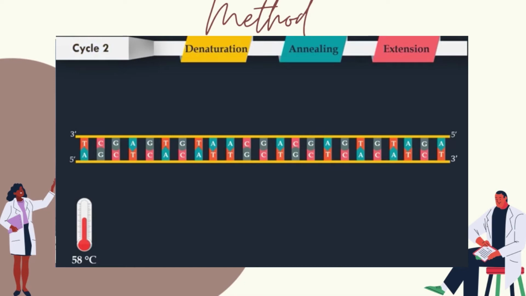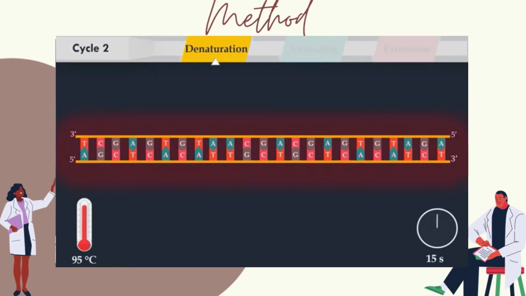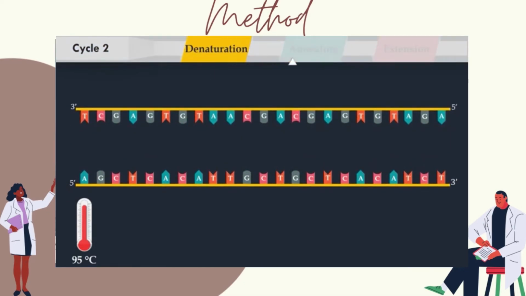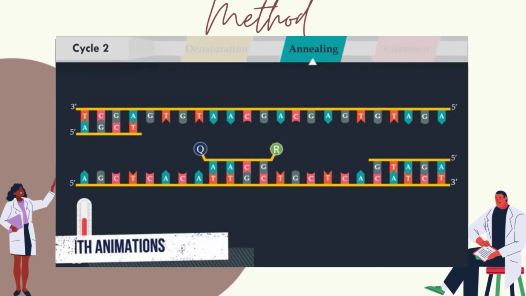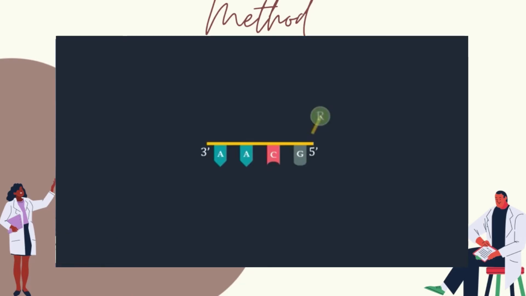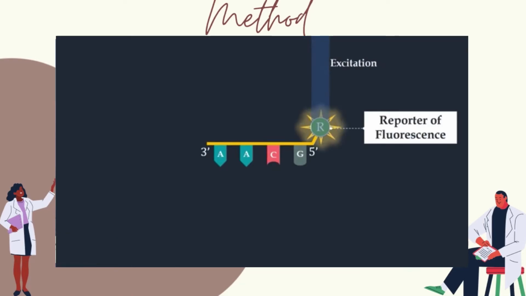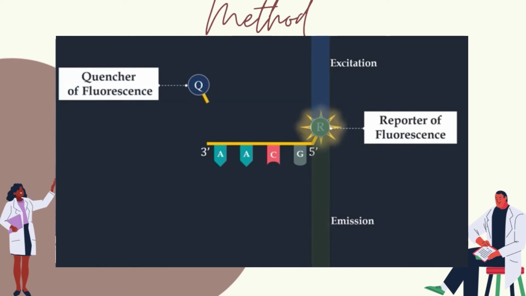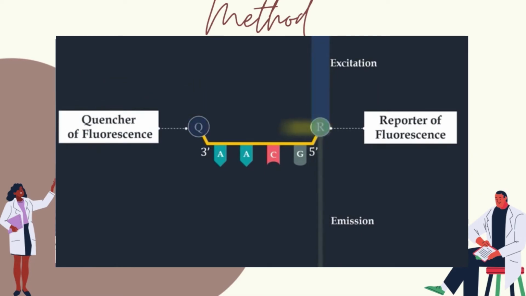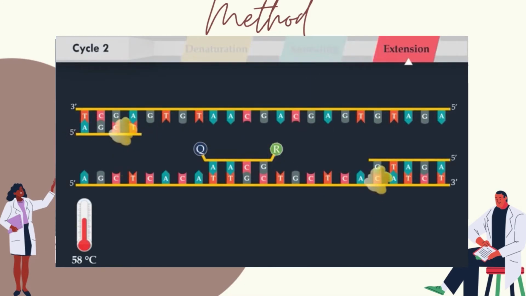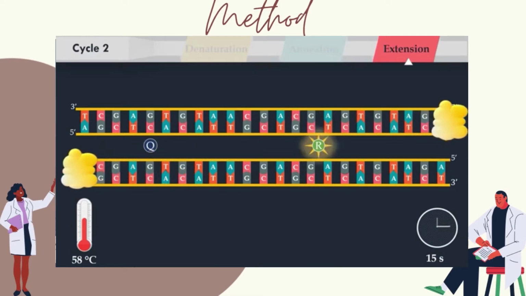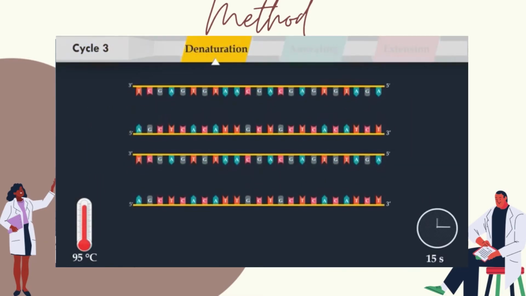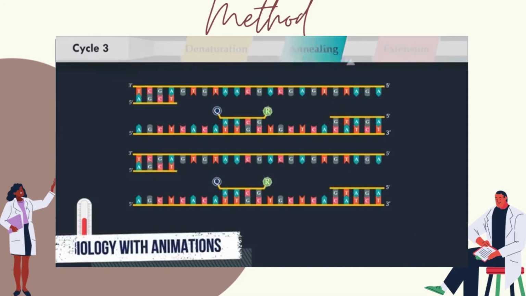Then, in cycle 2, denaturation is performed, yielding 2 single-stranded DNA molecules. The temperature is lowered, allowing annealing process. Annealing of the TaqMan probe to its complementary part of the target DNA. TaqMan probe consists of a reporter fluorophore that emits fluorescence when excited by the light source, and a quencher. In the extension step, the DNA polymerase synthesizes new strand. When polymerase reaches TaqMan probe, the dye will be separated from the quencher. Then, the cycle will be repeated.